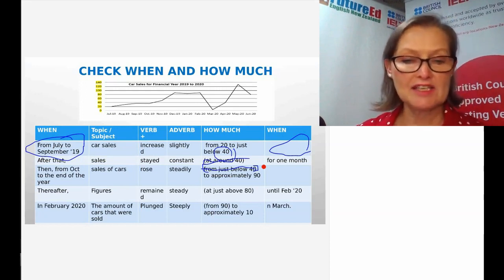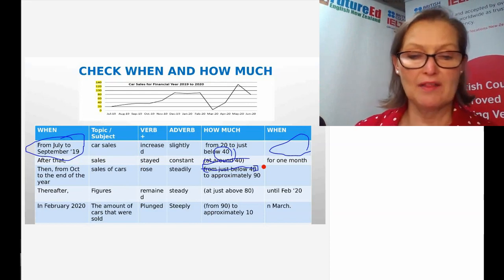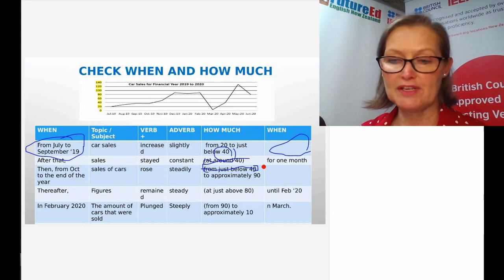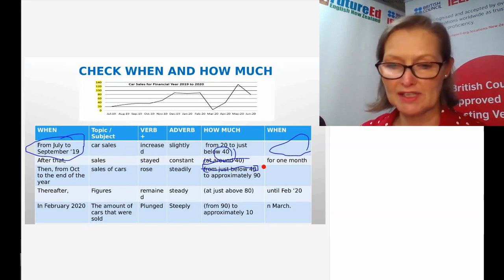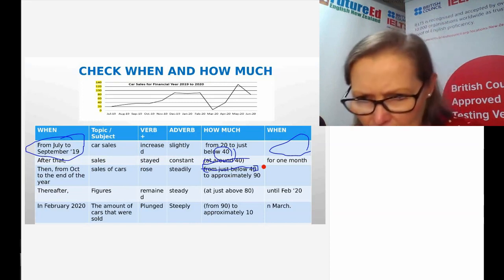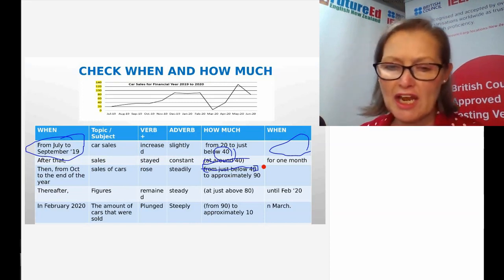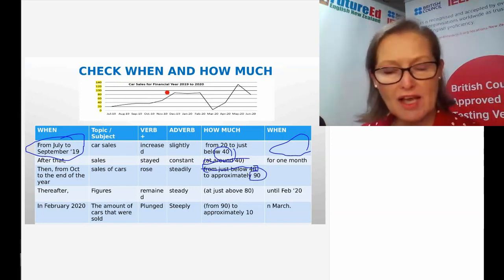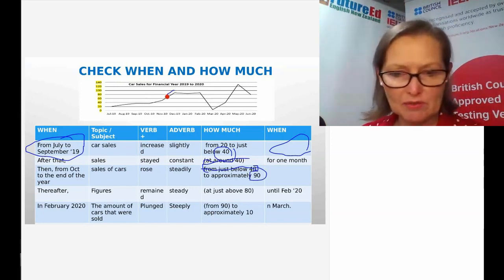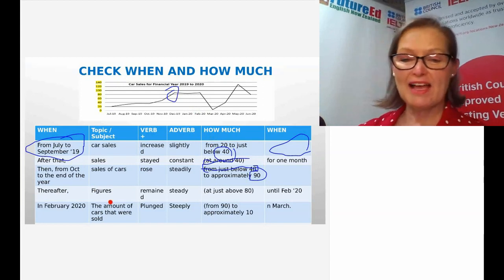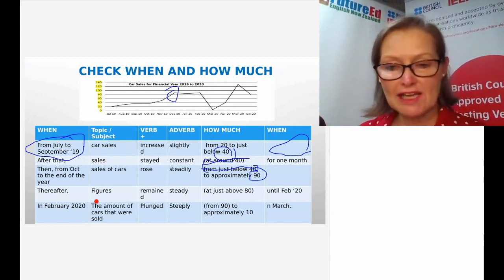Our next sentence, starting with thereafter. Thereafter, figures remained steady until February 20. And because once again, I've mentioned that, what I've got up is about 80s. Notice how I've changed that slightly. I've said to approximately 90 over there. And because we've got this point here where it's not that easy to identify, I think that's the one there. It's very small on my screen. But have a look at how I've written it a slightly different way.